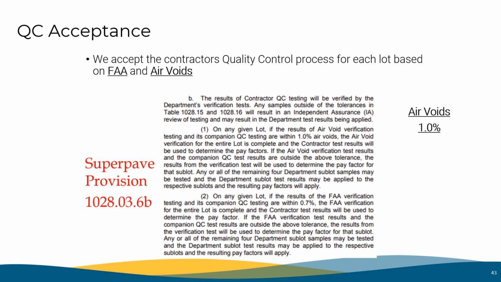Subparagraph 2. On any given lot, if the results of the FAA verification testing and its companion QC testing are within 0.7%, the FAA verification for the entire lot is complete, and the contractor test results will be used to determine the pay factor. If the FAA verification test results and the companion QC test results are outside of the above tolerance, the results from the verification test will be used to determine the pay factor for that sublot. Any or all remaining 4 department sublot samples may be tested, and the department sublot test results may be applied for the respective sublots, and the resulting pay factors will apply.